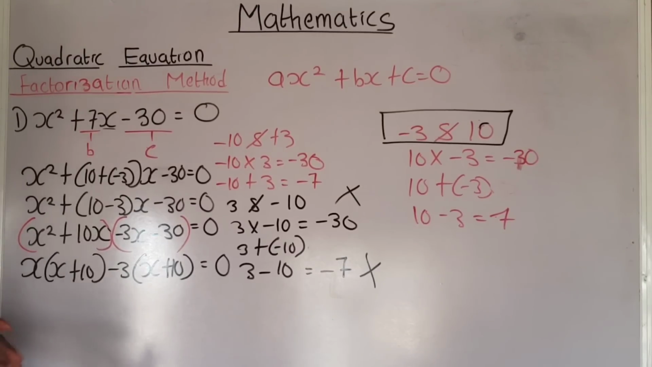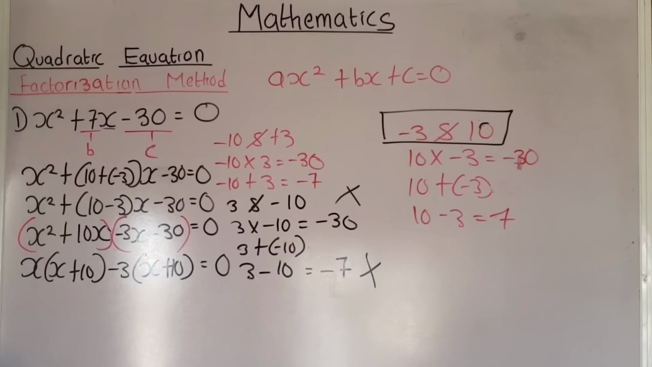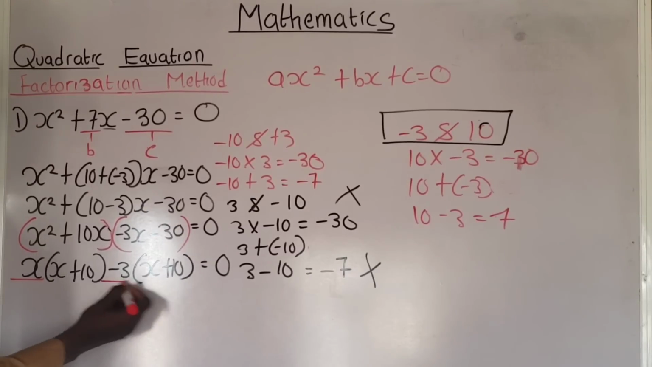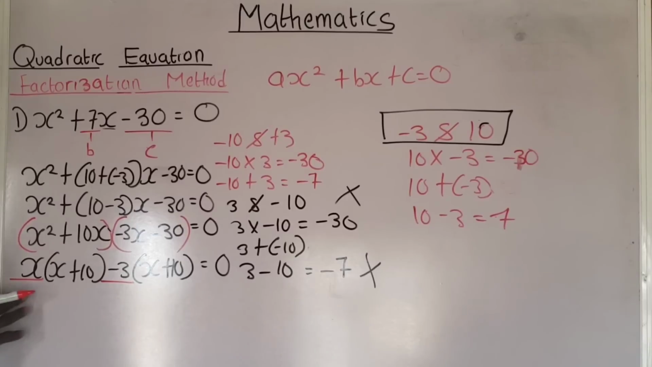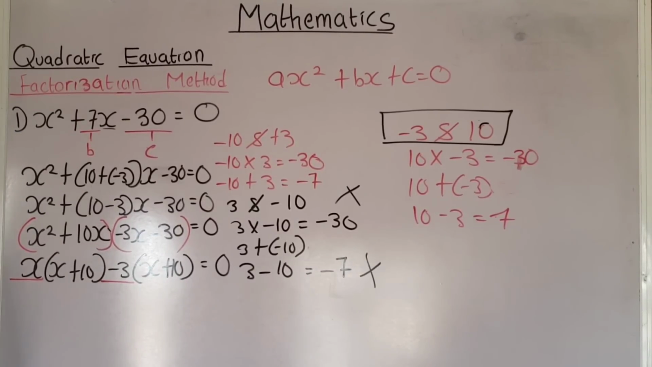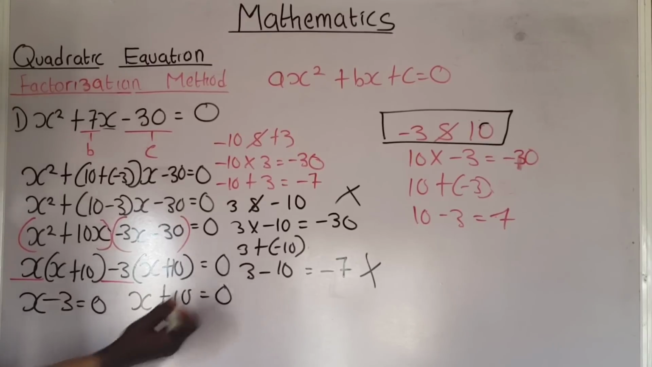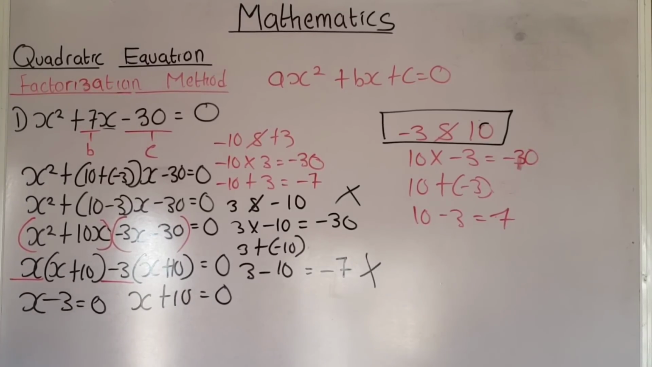When we get to this step, we just factorize the common factor in the first bracket. I got this, and the common factor in the second bracket, I got this. You understand? So here, I'm going to add the common factors together. The common factor in this bracket is x. The common factor in the second bracket is negative 3. So I'm going to have x plus negative 3, that will be x minus 3. So I'm going to set it to 0. x minus 3 equals 0, and then x plus 10 equals 0. You understand? Listen to the explanation again. The common factor in the first bracket is x.